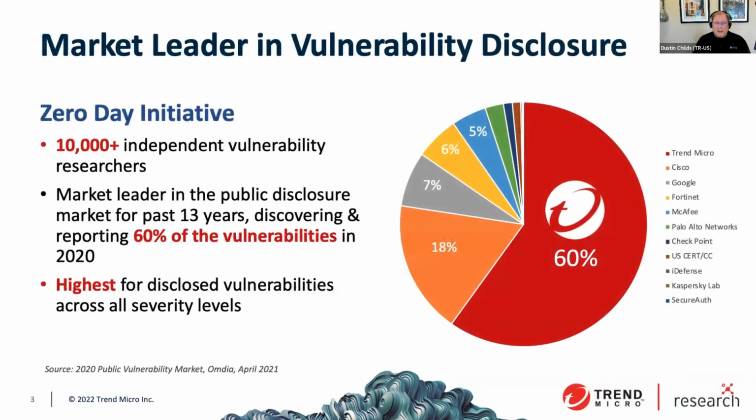We do this a lot. In fact, for the last 13 years, we've been number one in disclosing vulnerabilities. If you look at our numbers from 2020, compiled by Omdia, 60% of all vulnerability disclosures came through Trend Micro ZDI. That is the highest level of disclosed vulnerabilities for all security vendors, and is officially what we call a lot.